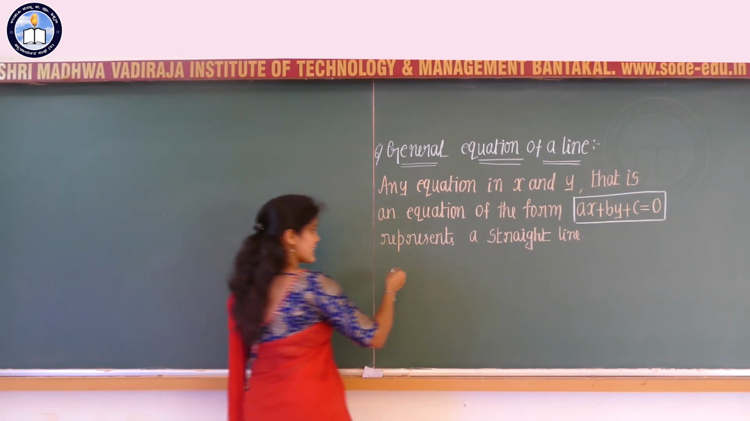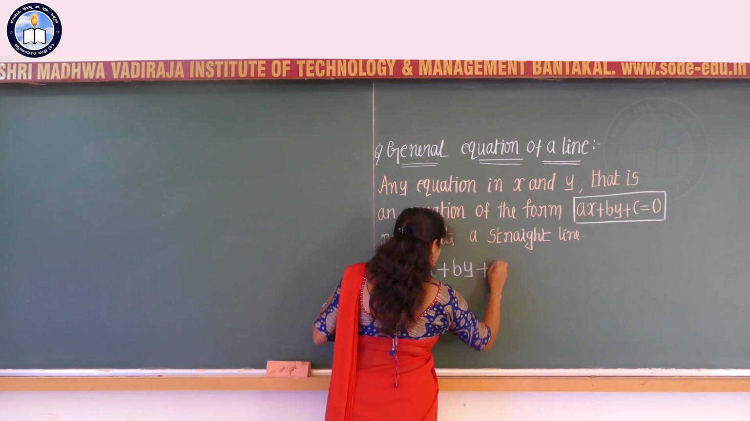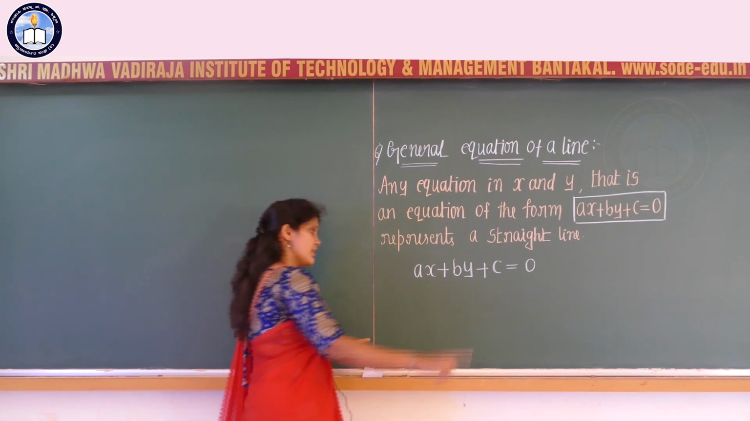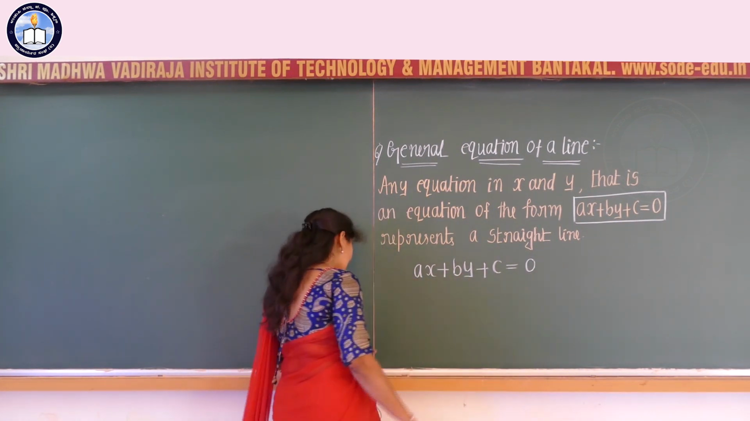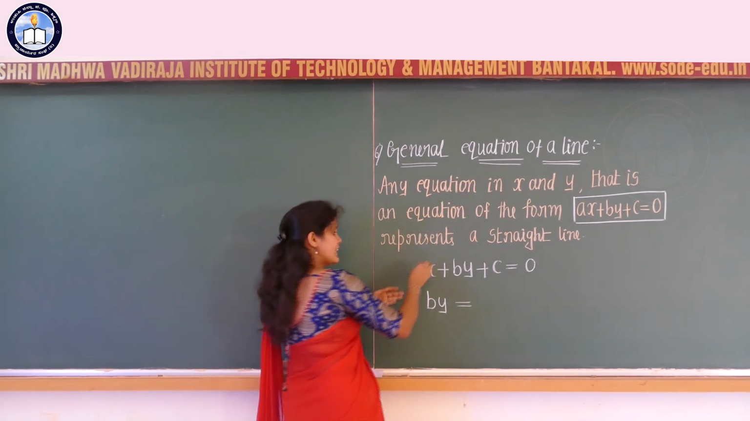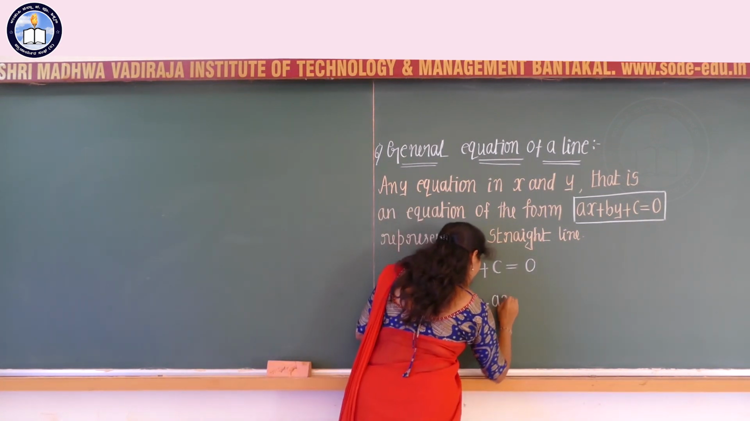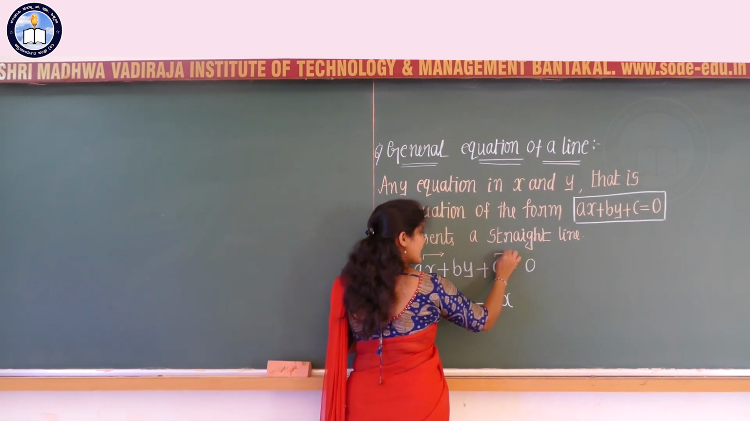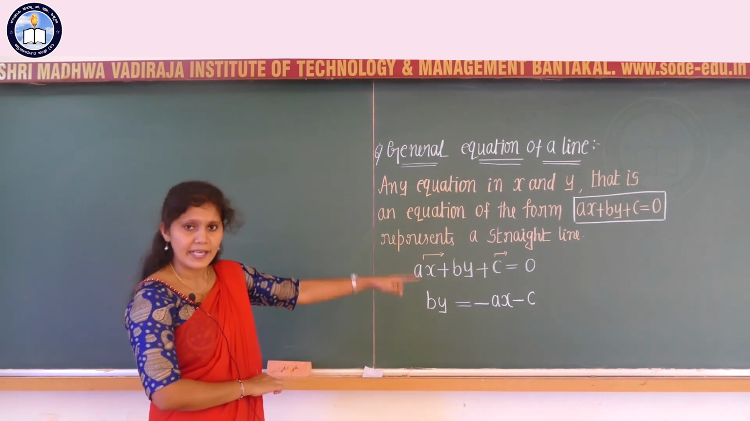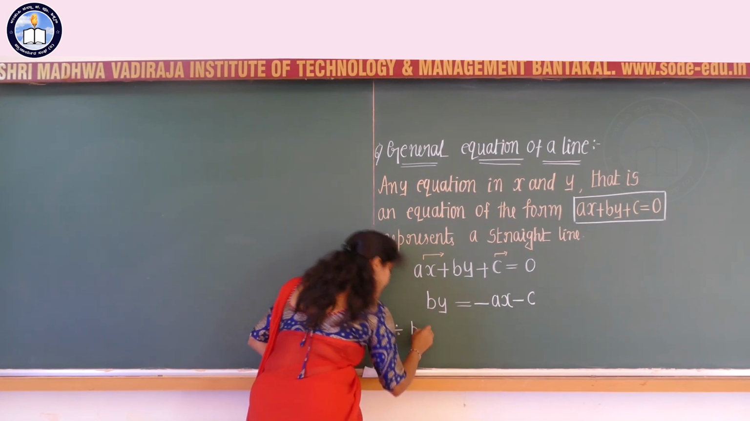So let me consider this equation, a into x plus b into y plus c equal to 0. How to write the expression for y? I'll write b into y is equal to, taking ax to the RHS, that becomes minus of ax, and plus c to the RHS, that becomes minus of c. b into y is equal to minus ax minus c, or I'll divide throughout the equation by b.